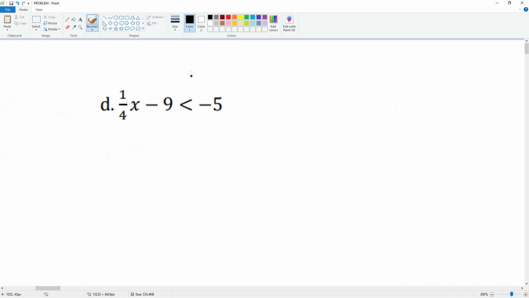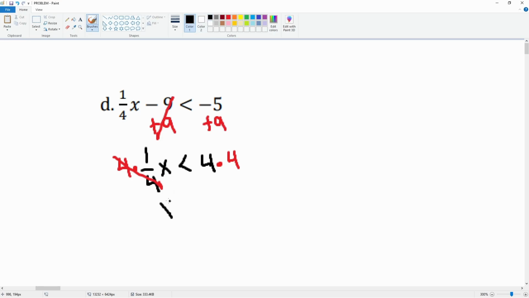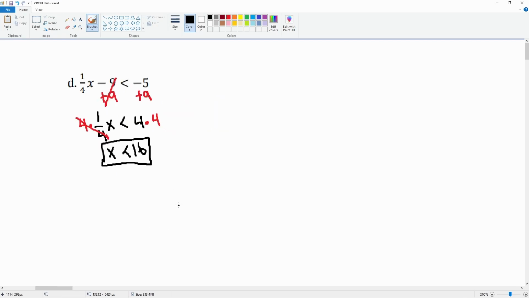Letter D, 1/4 x minus 9, that is less than -5. We want the variable alone, so we're going to add 9 to both sides. This does cancel, leaving you with 1/4 x is less than 4. This is a divide by 4, so we're going to multiply by 4 to both sides. This does cancel, just leaving you with x is less than 16. So you can say x is less than 16 here.